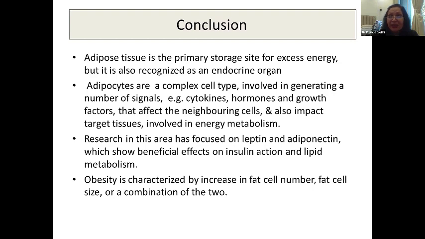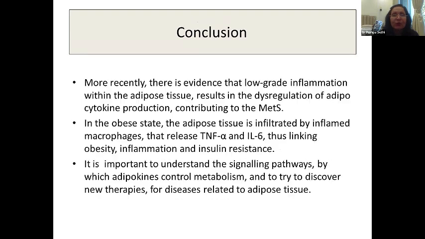Obesity is characterized by an increase in fat cell number, fat cell size, or a combination of the two. More recently, there is evidence that low-grade inflammation within the adipose tissue results in the dysregulation of adipocyte cytokine production, contributing to the metabolic syndrome. In the obese state, the adipose tissue is infiltrated by inflamed macrophages that release TNF-alpha and IL-6, both inflammatory cytokines, thus linking obesity, inflammation, and insulin resistance.